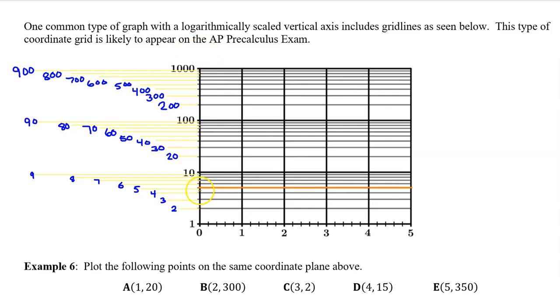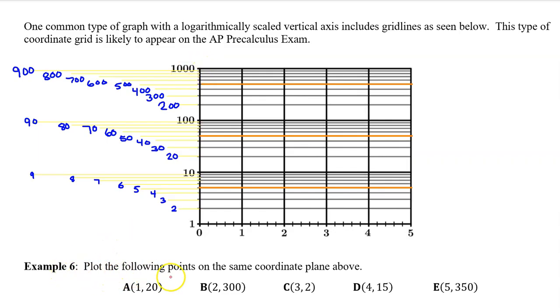Notice that on a logarithmically scaled y-axis, 5 is not in the middle of the interval. It is much closer to 10 than it is to 1. Similarly, 50 is much closer to 100, and 500 is a lot closer to 1000.